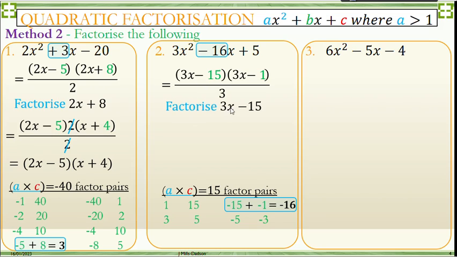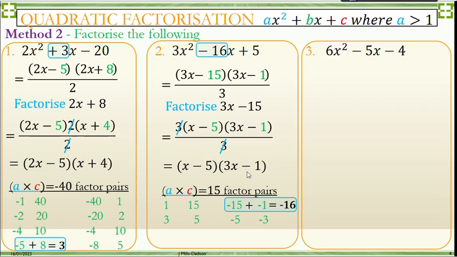We can factor out 3 here. That's what we have. Cross out the 3. That's what we have left. So that's the answer.